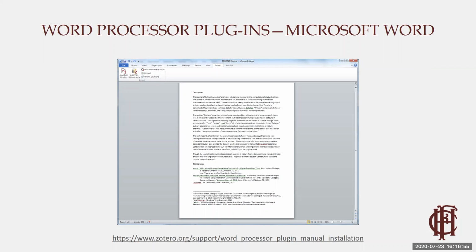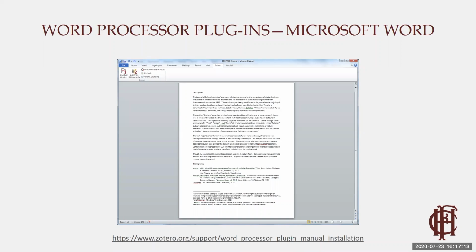So next, we're going to look at word processor plugins. We'll start with Microsoft Word, since that's one that people tend to use a lot, and it's really kind of the best performing plugin. And then we'll look at Google Docs, which is really powerful. Just there are some limitations that we'll cover.